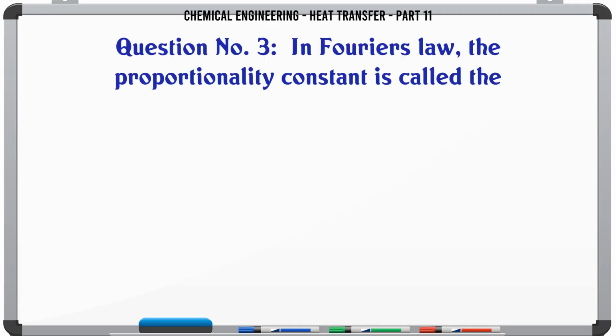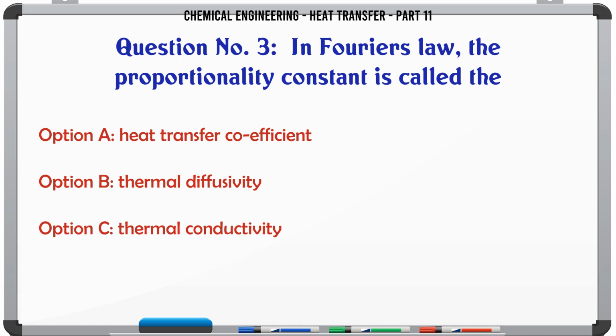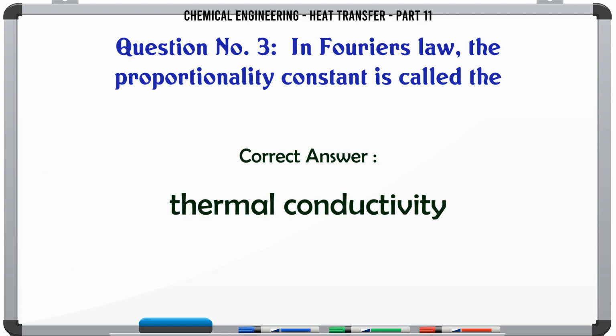In Fourier's law, the proportionality constant is called the A. Heat transfer coefficient. B. Thermal diffusivity. C. Thermal conductivity. D. Stefan-Boltzmann constant. The correct answer is thermal conductivity.